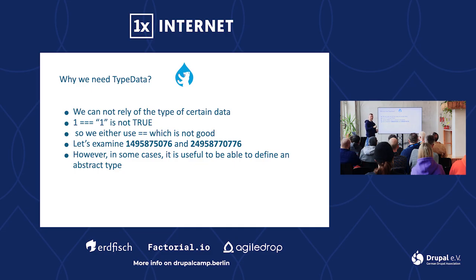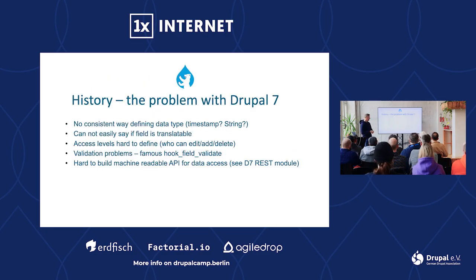All right, so I will help you a bit with that. The first one is a timestamp, and the second one is not. And in PHP, we do not have any differentiator to say that the first one is indeed a timestamp. So there we go. However, in some cases, it's useful to be able to define some kind of abstract type. Cool. So we know what the reasons are coming straight from PHP.